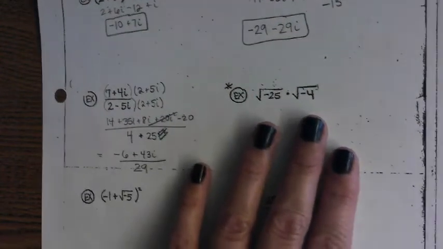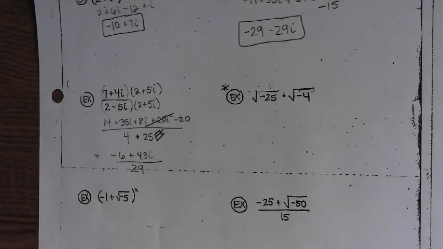The next one I have starred because there's an important conversation piece to have here. When we're dealing with radicals and we're multiplying radicals, do we multiply first then simplify, or simplify first then multiply? Anybody know? Andrew? Simplify first, then multiply is correct. If you flip that order here, you're going to get a different answer.